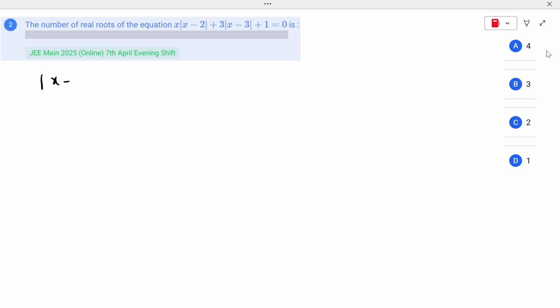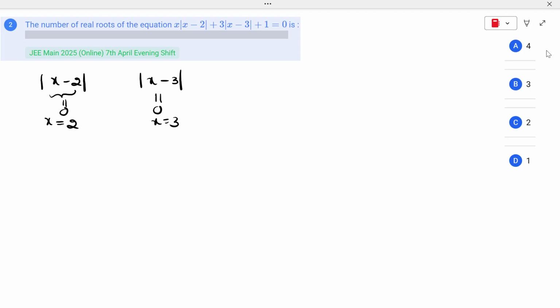The first modulus term I have is mod x minus 2. The second modulus term I have is mod x minus 3. How can we understand these modulus terms? When we have more than one modulus term, always divide them into different regions. What I mean by that is, first of all, make the first term 0. Now what you get is x equal to 2. Make the second term 0. What you get is x equal to 3. Since we have two different modulus terms, we need to divide the real line into different regions.